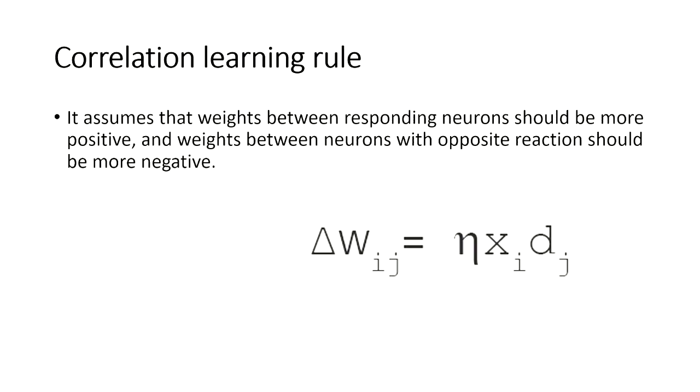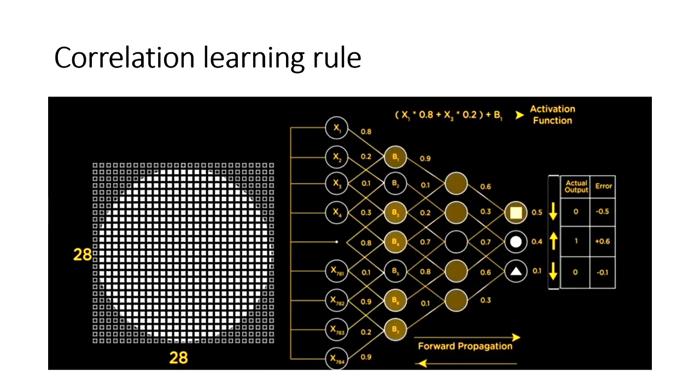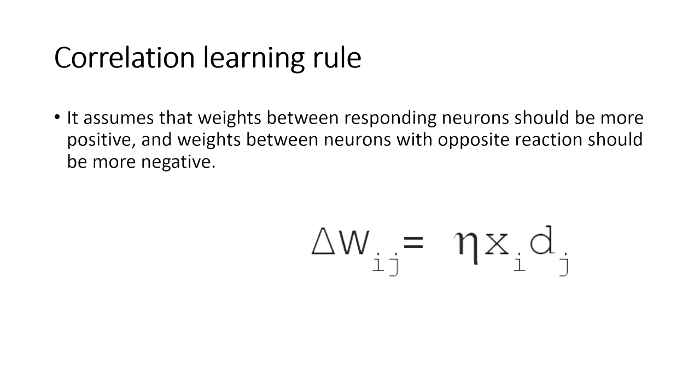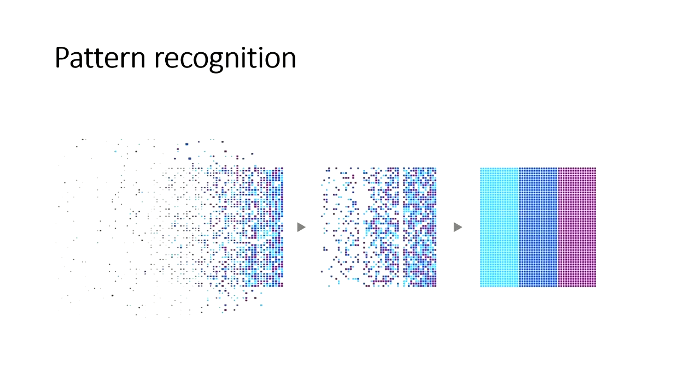Then we have the correlation learning rule. These are just learning rules that are a bit more in depth of what you want to do with neural networks. You just give it a read through. It's not that difficult to understand, but you won't really be using it.